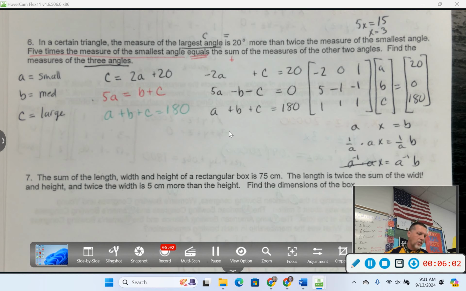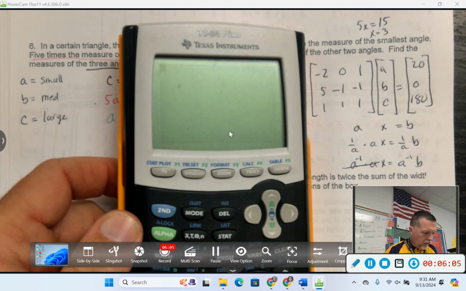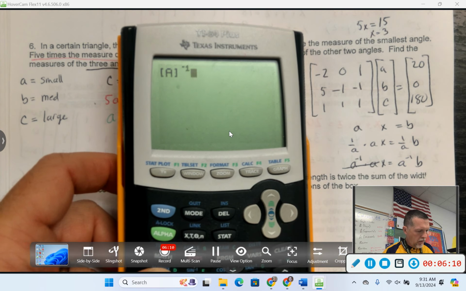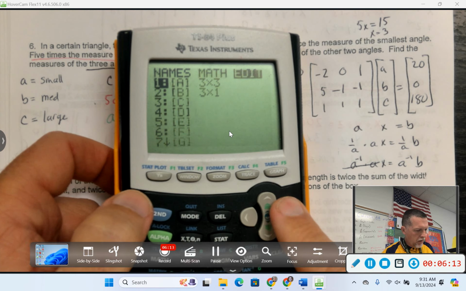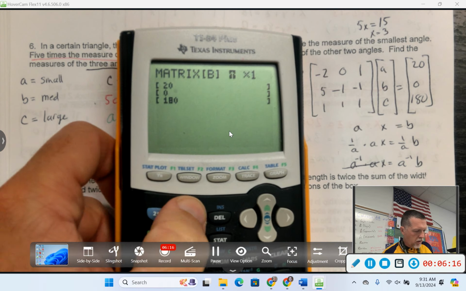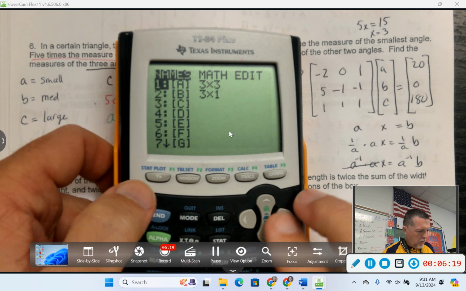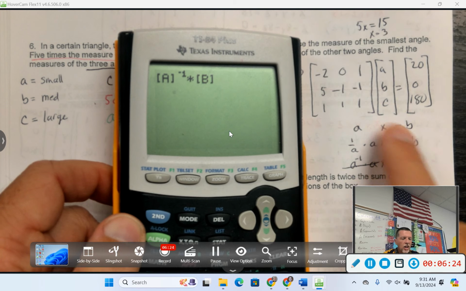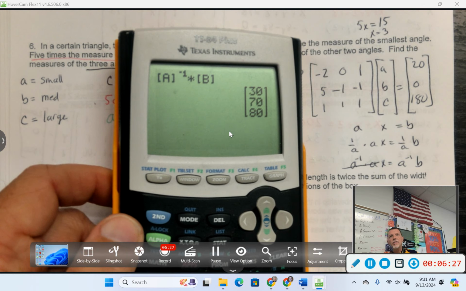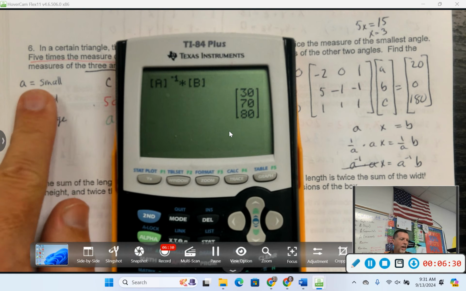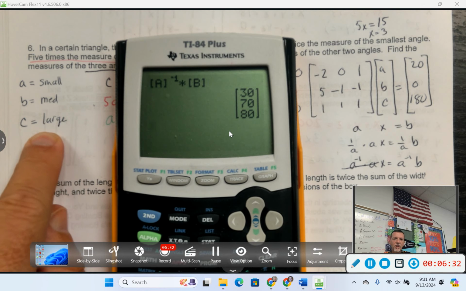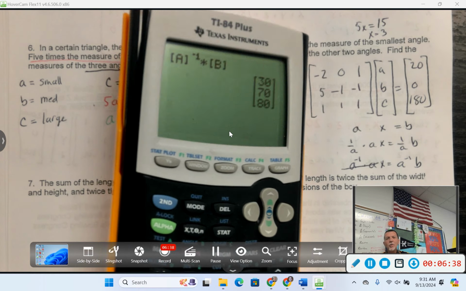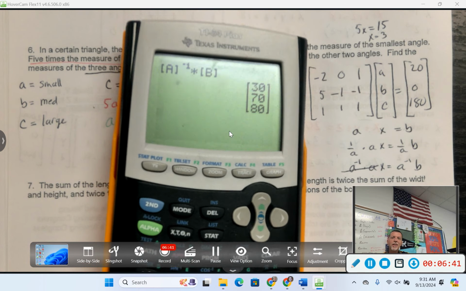There's only multiplication. And so if I do A inverse times matrix B, that should give me my column of answers, and there it is, 30, 70, 80. So that means A, the small angle, is 30, the middle angle is 70, and the large angle is 80. Now, you're not going to have to do that, but I did want you to see that that's why matrices with a calculator makes life pretty easy.